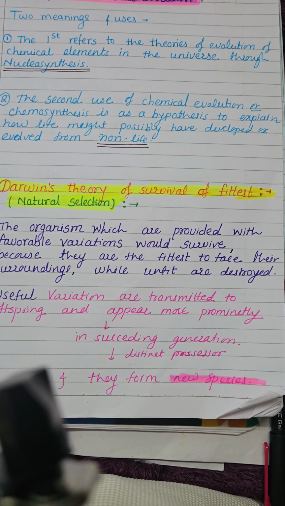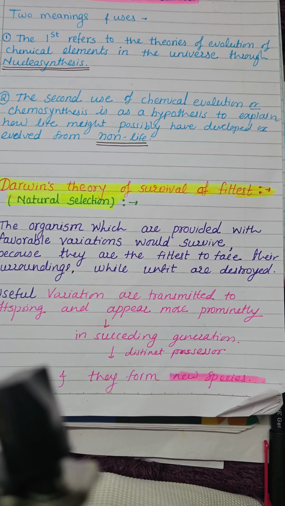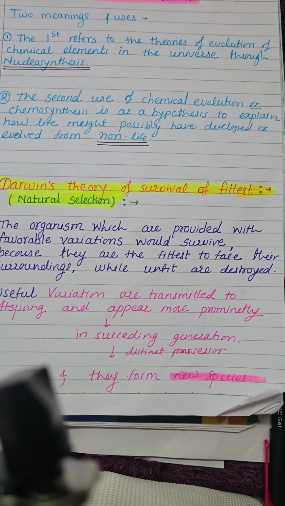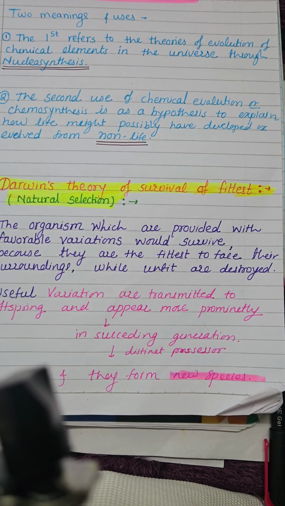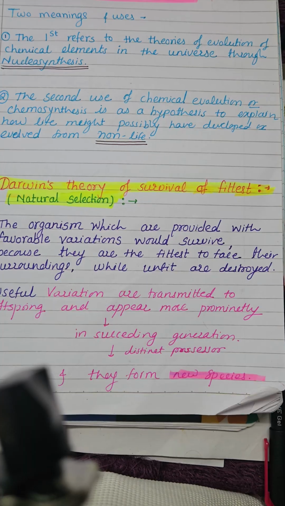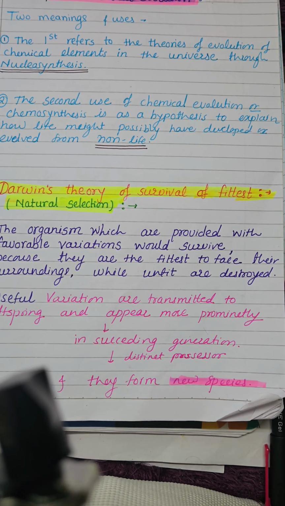No two individuals are exactly the same. There are some differences in them. Some are useful, some are harmful, some are neutral. Variations are found in organisms of the same species. And the useful variations help in survival. And the third is survival of the fittest.